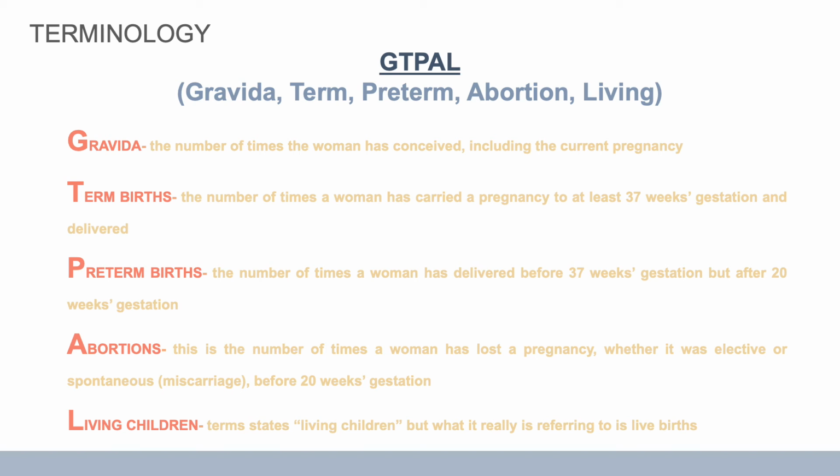Preterm births are the number of times a woman has delivered before 37 weeks gestation but after 20 weeks gestation. Abortions are the number of times a woman has lost a pregnancy, whether it was by choice or spontaneous. This also means the number of times a woman had lost a pregnancy before 20 weeks of gestation. Lastly, living children, which also refers to live births.